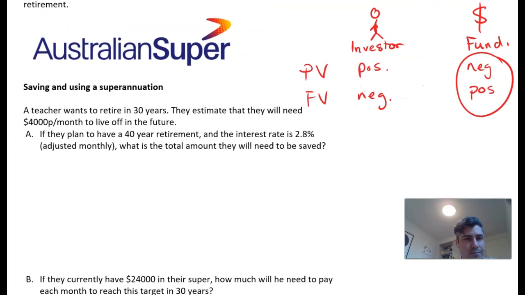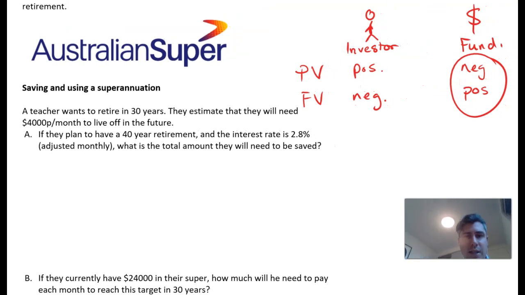A teacher wants to retire in 30 years. They estimate they'll need $4,000 per month to live. They plan to have a 40-year retirement. Interest rate's 2.8%. What's the total amount they'll need saved?